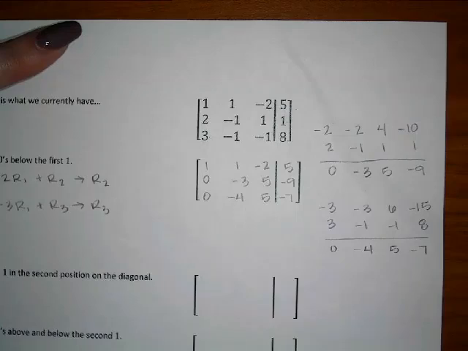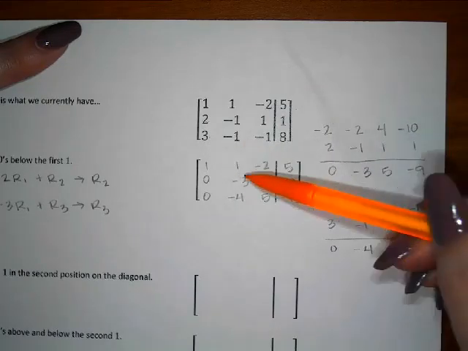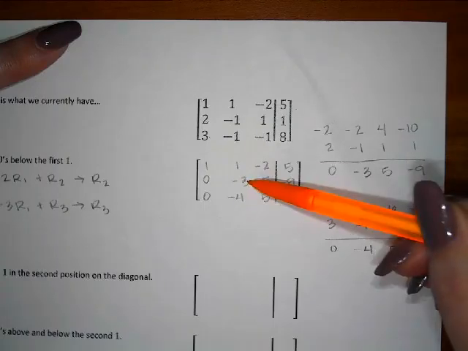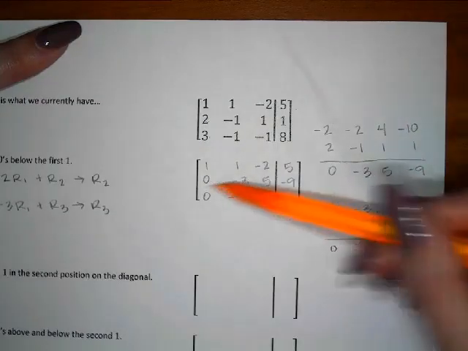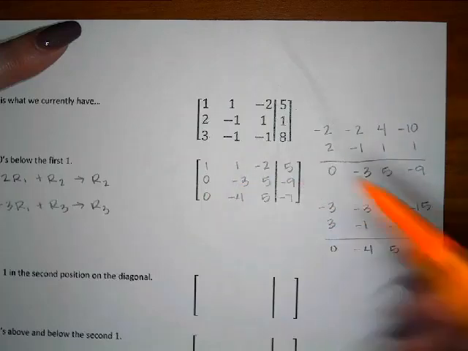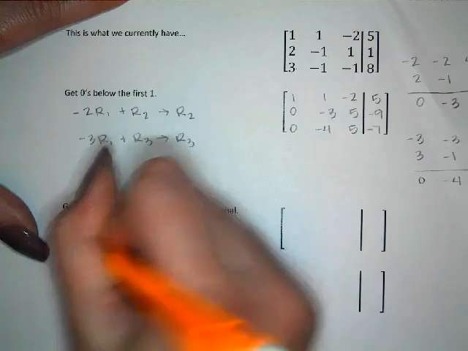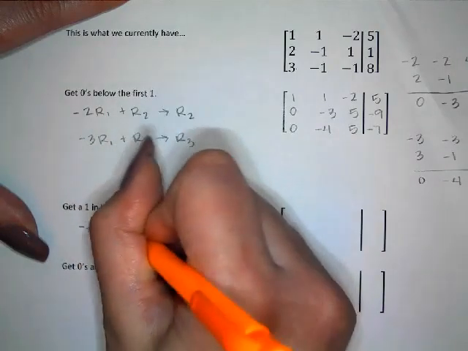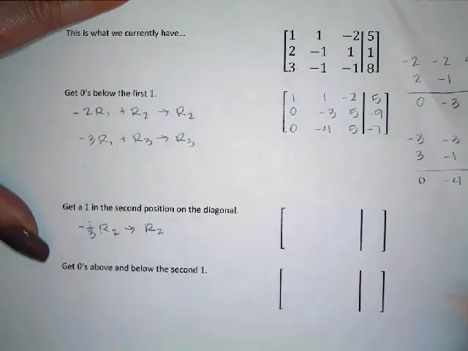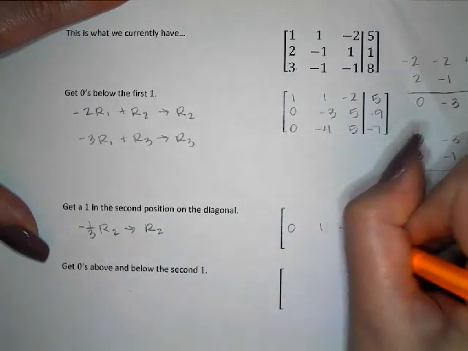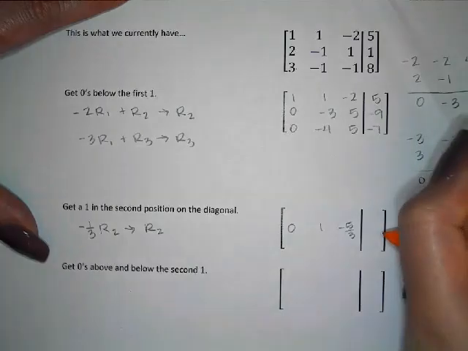Moving on to the second column. I need to have a 1 in this position in the diagonal. So currently I have a negative 3 there. I need to multiply that entire row by the reciprocal. So row 2 is going to be multiplied by a negative 1/3. So negative 1/3 times row 2 is going to become row 2. So 0, positive 1, negative 5/3, positive 3.